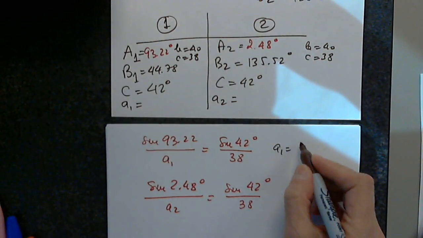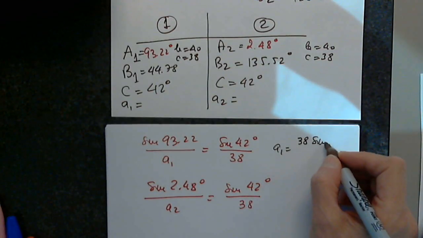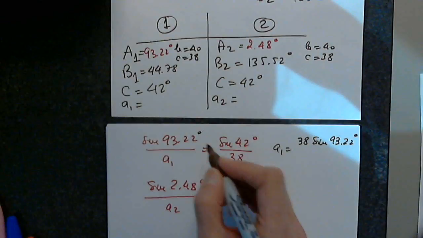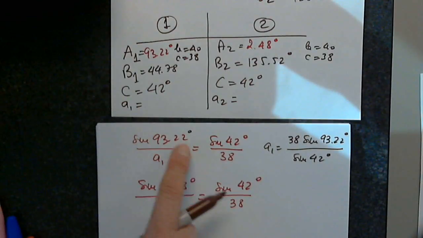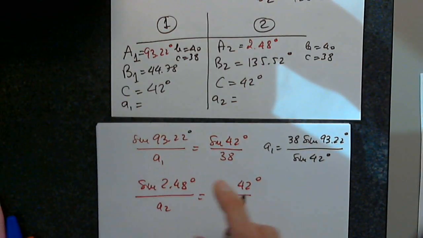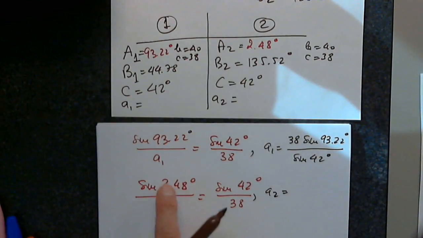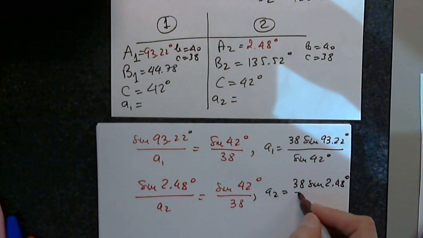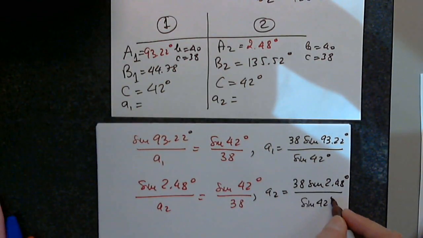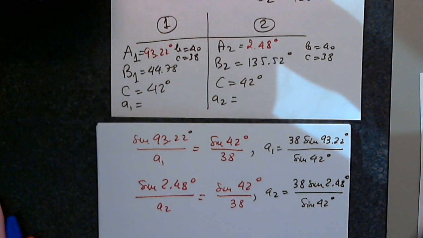So from here, a1 will be 38 sine 93.22 degrees divided by sine 42 degrees. So it's this times this over this, because I'm determining a1. And then I'm determining a2, this times this over this. So 38 sine 2.48 degrees over sine 42 degrees. Any questions?